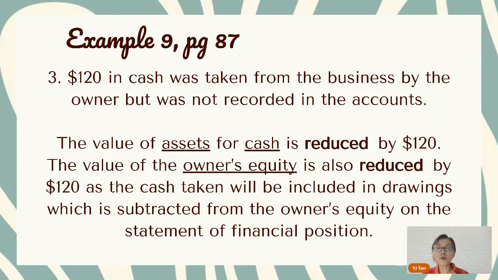And the value of owner's equity, which is on the credit side, you have to reduce by 120 as well, because the owner already took out capital, which means his share of the equity is reduced. So you have to reduce it as well. It will be balanced. All right. So this is how it works when an error actually impacts the statement of financial position.